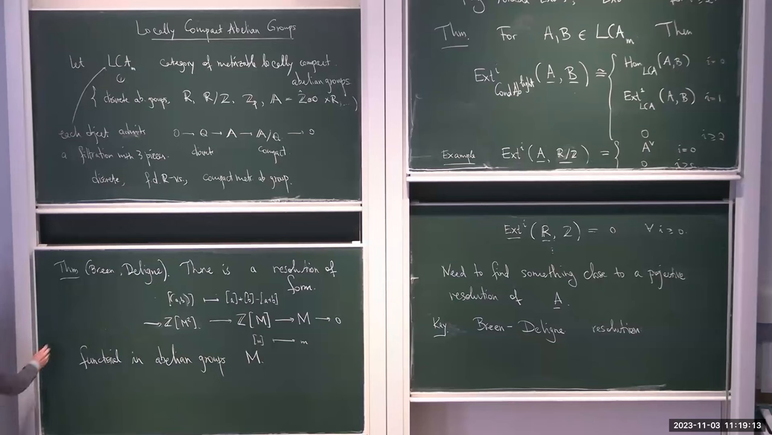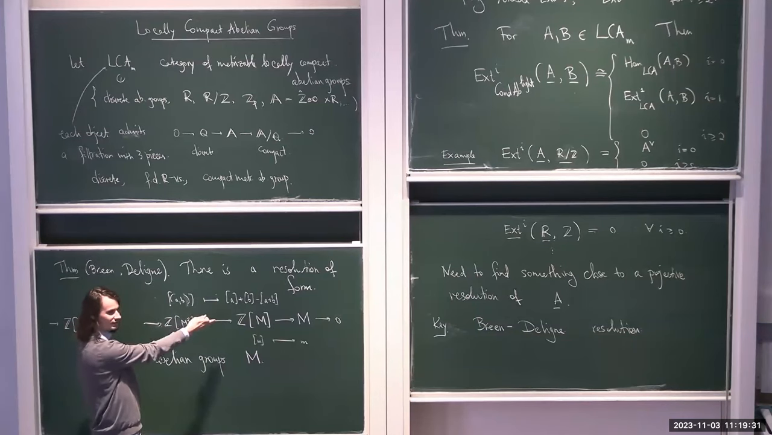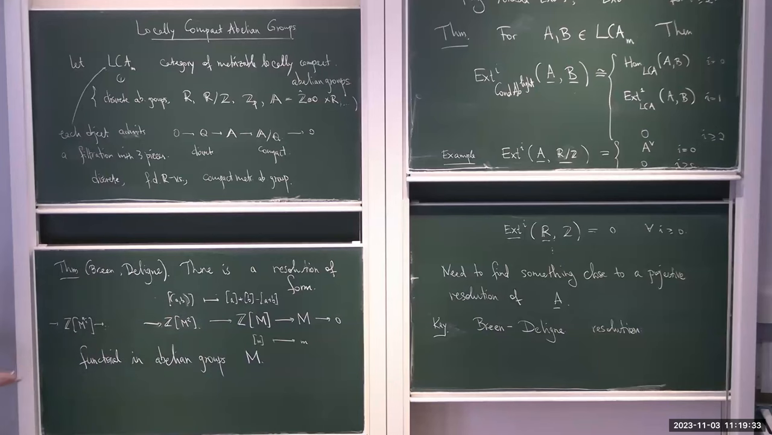So each term will just be Z adjoined to M to some power. And there are some transition maps that are given by some universal formulas like this, except nobody's able to write them down.